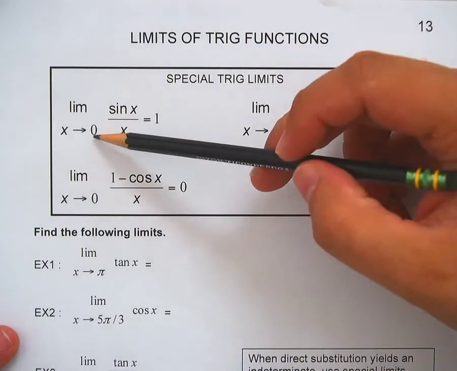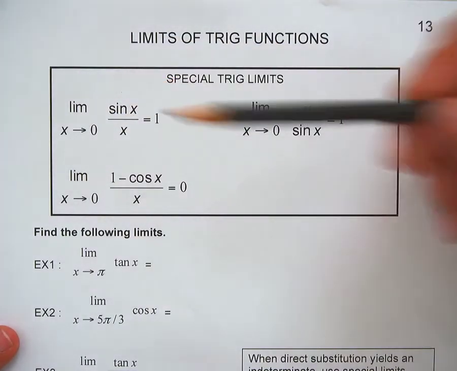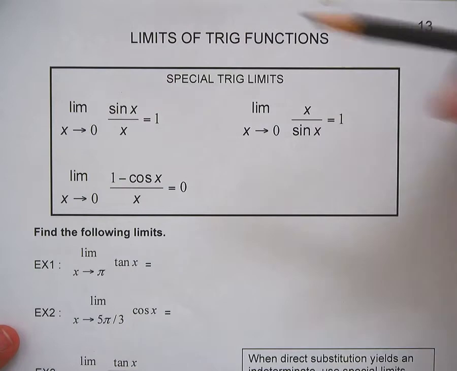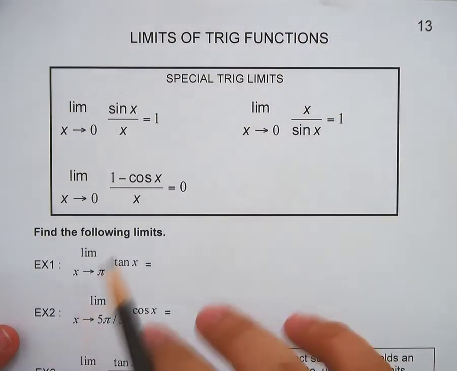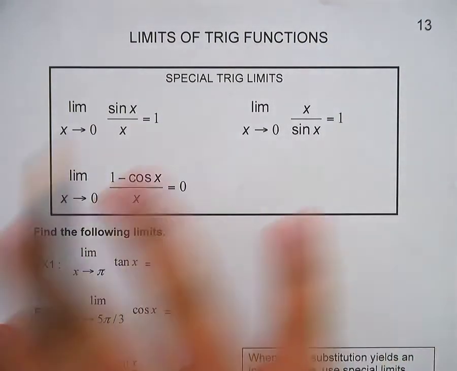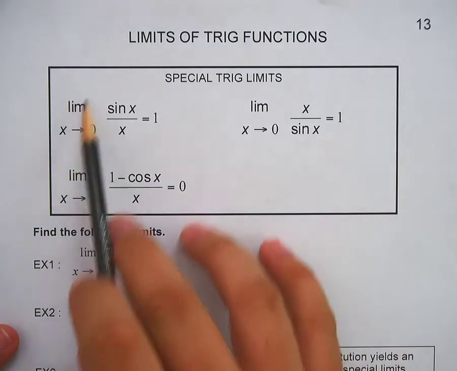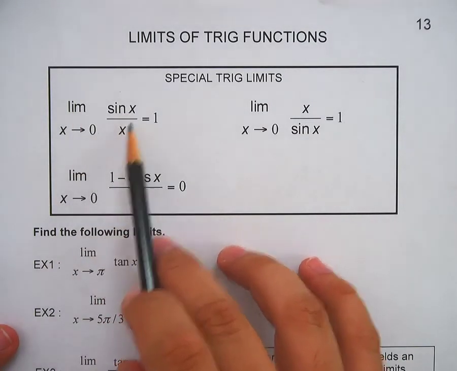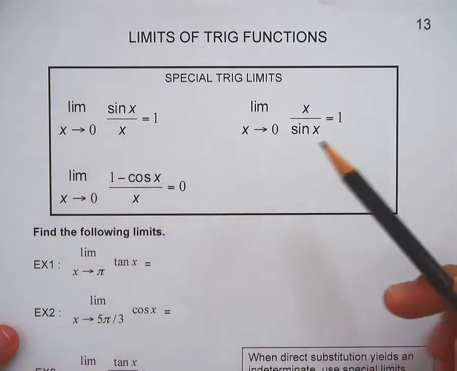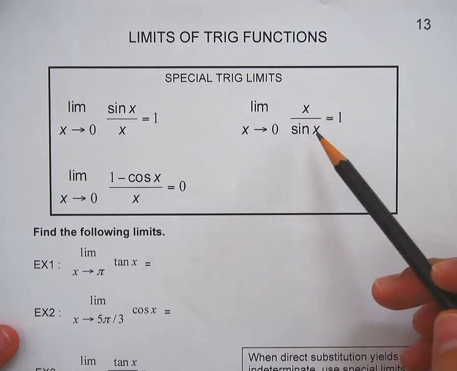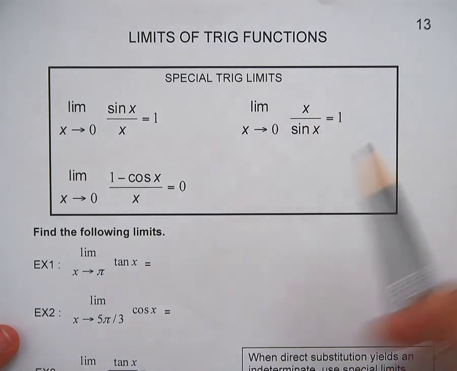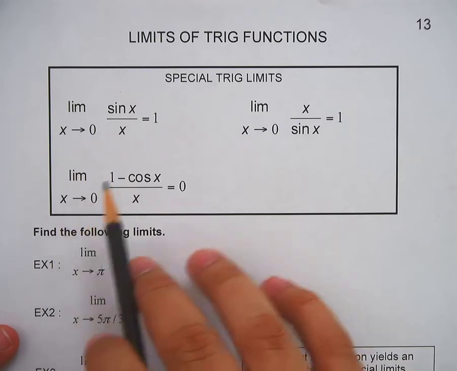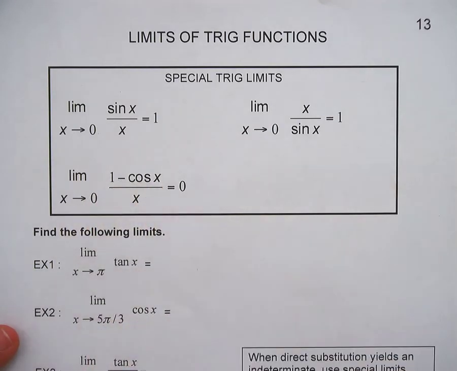Usually you wouldn't be able to just plug this straight in because you would get undefined answers for all of these. But in this case, what we do is we're identifying them as special limits. So the limit as x goes to 0 of sine x over x is 1. The limit as x goes to 0 of x over sine x is positive 1 again. The limit as x approaches 0 of 1 minus cosine x over x is 0. These are their limits.